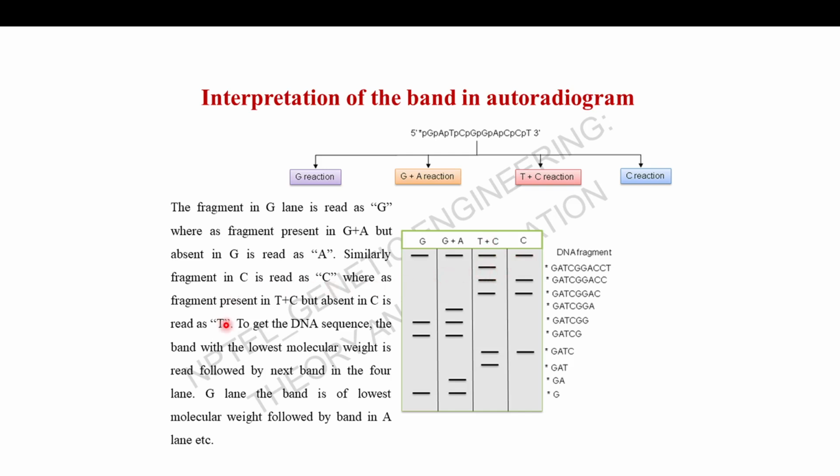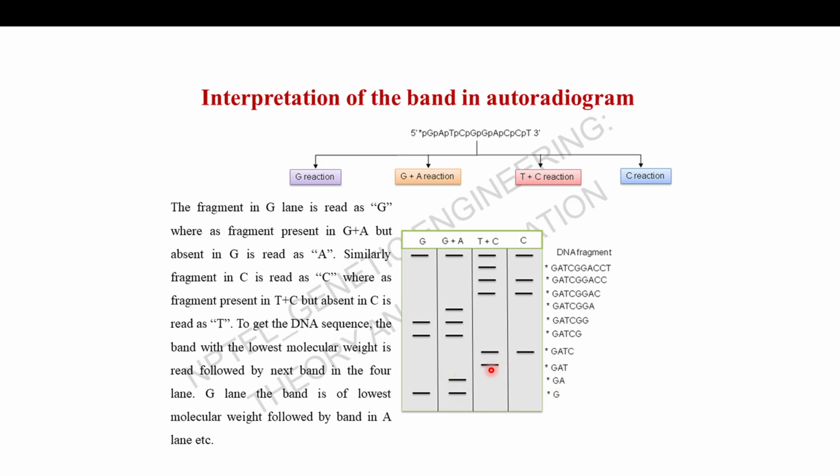Okay. To get the DNA sequence, the band with the lowest molecular weight is read first, followed by the next band in the lane. So here, this band is present in both G as well as G plus A reaction. So it is G. Okay, this is the lowest band. The next band is here. Now this band is absent in G reaction, but this band is present in G plus A reaction. That means this is an A. So after G, it comes A.